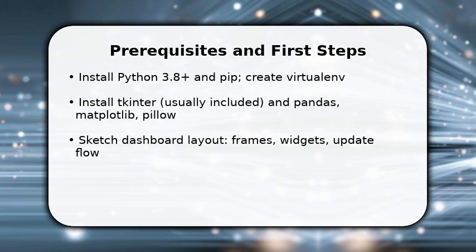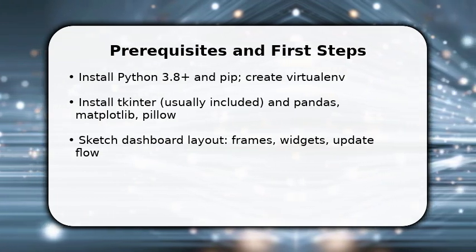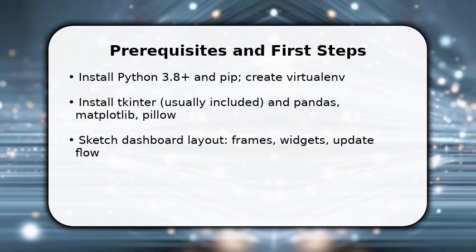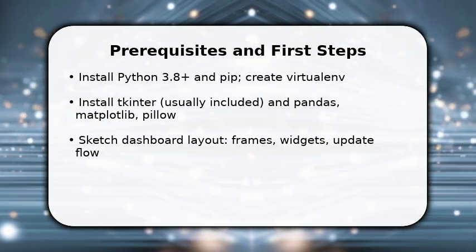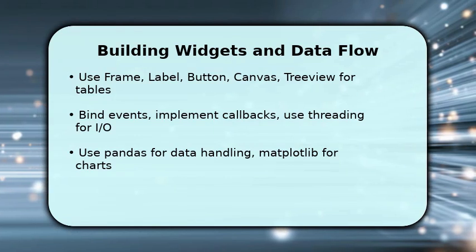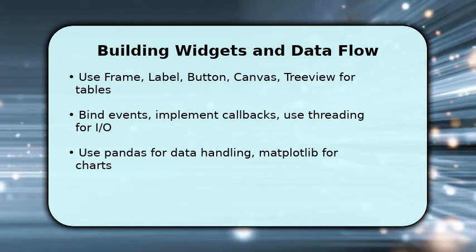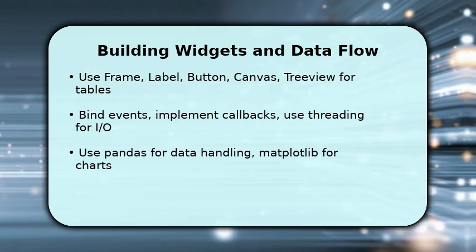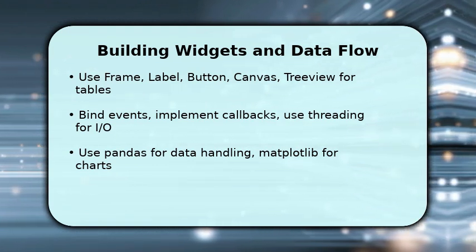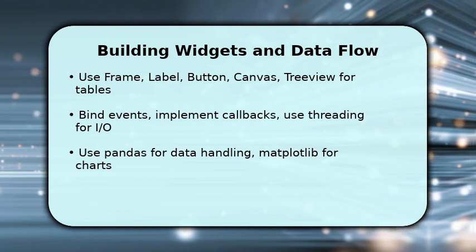Then scaffold a basic Tkinter window with a grid or pack layout, add placeholder frames, and write a main loop to test responsiveness. You'll now implement the dashboard's core: widgets and data plumbing. Create frames for each panel and populate with labels, buttons, and a tree view for tabular data. Connect callbacks to buttons and selection events.